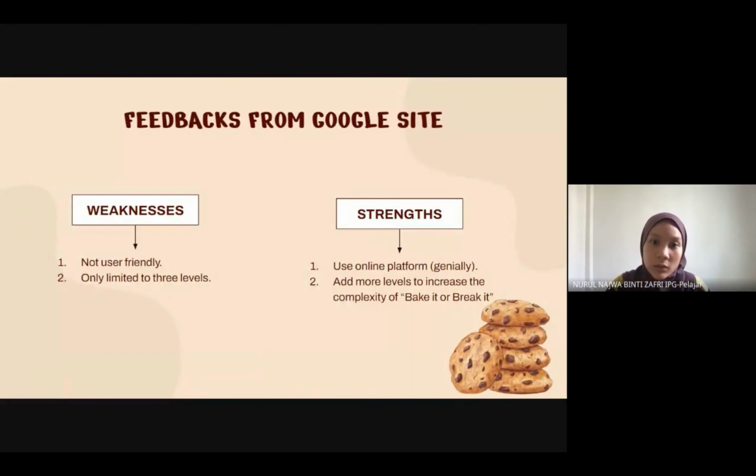The next feedback received is that the game lacks levels, as it is limited to only 3 levels. As a result, the solution to this issue is that the developers may add more levels with various cookies, and by expanding the cookie possibilities, players will face a broader range of obstacles that will require them to use collective nouns in a variety of settings.